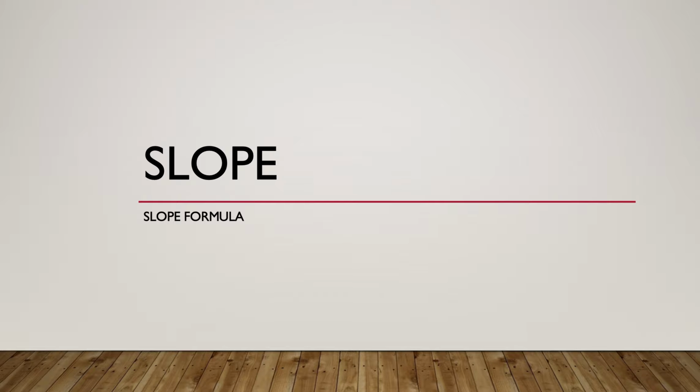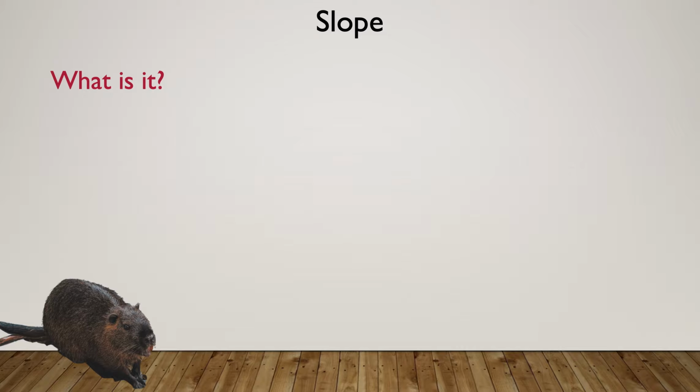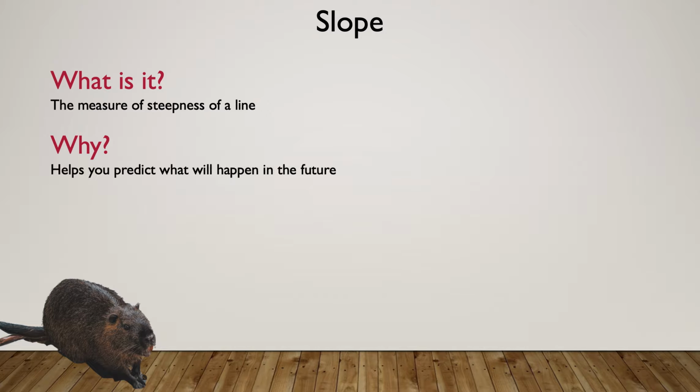Slope. Using the slope formula. What is it? The measure of steepness of a line, which helps you predict what will happen in the future.